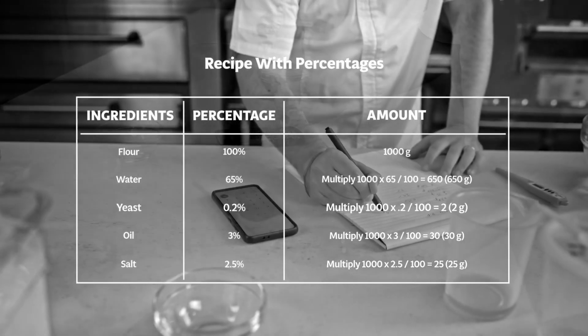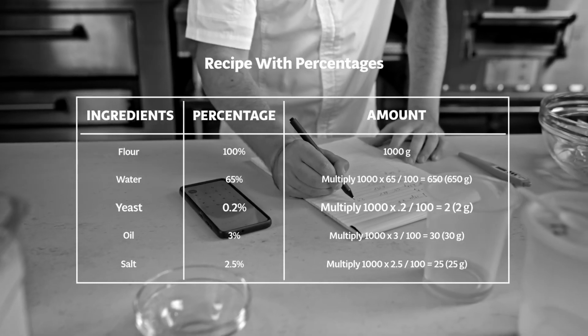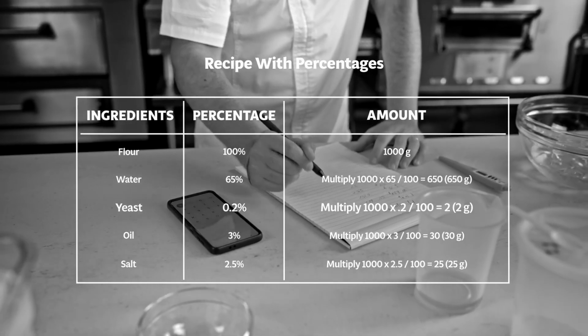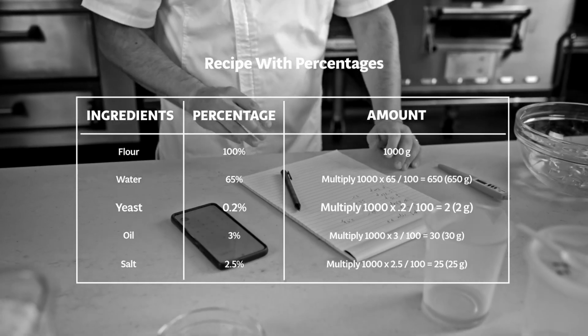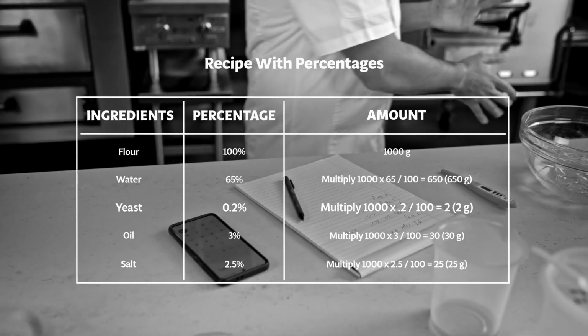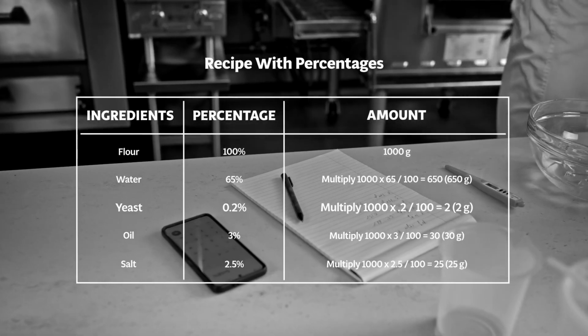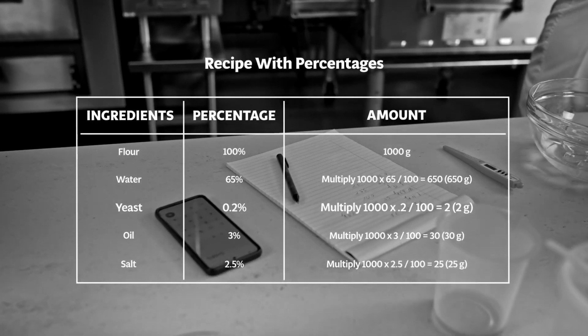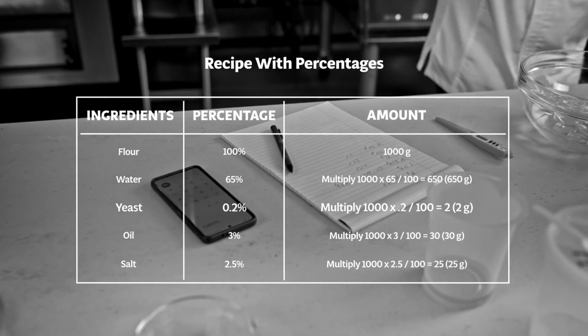It's important to note the percentage of yeast in this recipe is less than 1%. Don't forget, while calculating the amount of yeast, to make sure you include the decimal point. In the example above, yeast is 0.2%, which means 2 grams, not 20 grams.